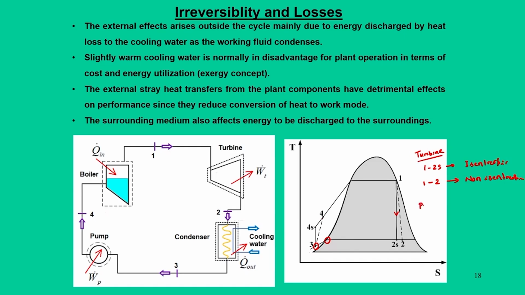Now, for the pump, if this process has to happen in an isentropic manner, we say 3 to 4s is isentropic and 3 to 4 is non-isentropic. So the net effect we will see here is that in a non-isentropic turbine process your work output will be less, but in a non-isentropic pump process your work input will be more.